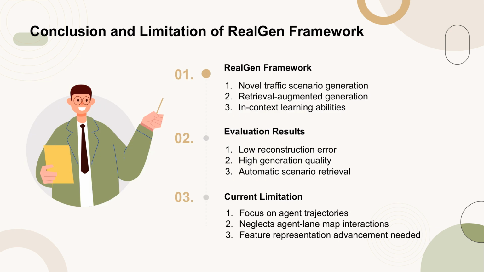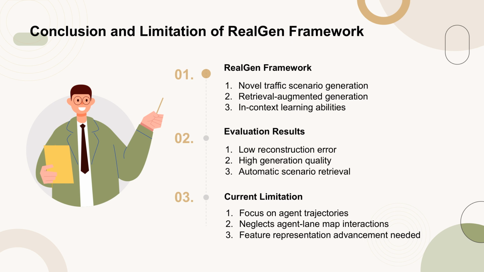The RealGen framework introduces a new approach to traffic scenario generation using retrieval augmented generation. Unlike traditional methods, RealGen employs in-context learning to synthesize scenarios by combining and modifying provided examples. This allows for controlled generation of scenarios that can be automatically retrieved from a system requiring only a few template scenarios. The evaluation of the similarity autoencoder model for retrieval and the combiner model for generation shows that RealGen achieves low reconstruction error and high generation quality.